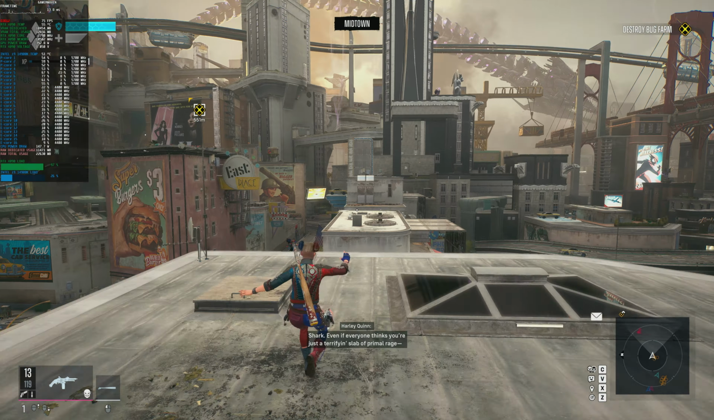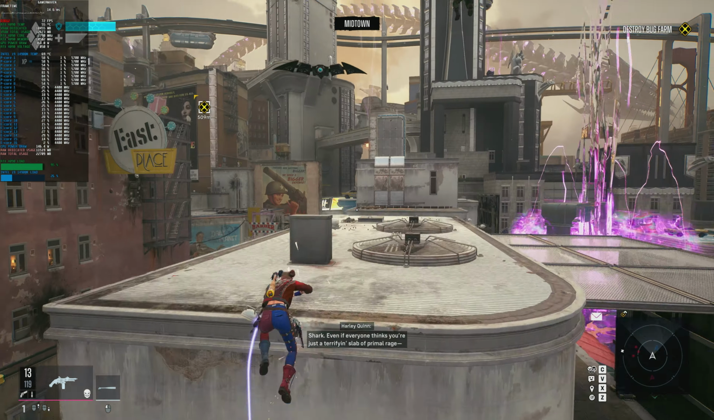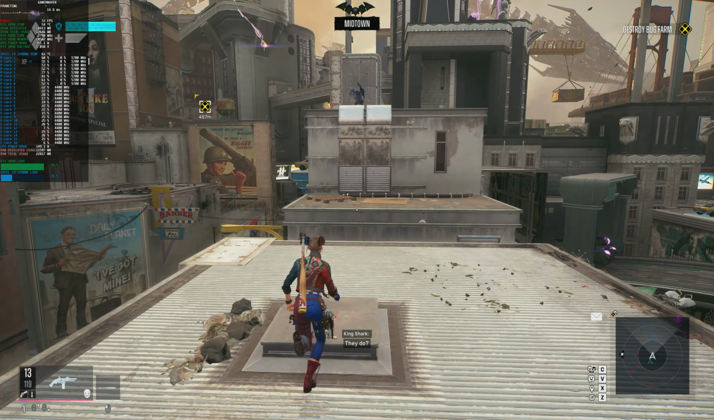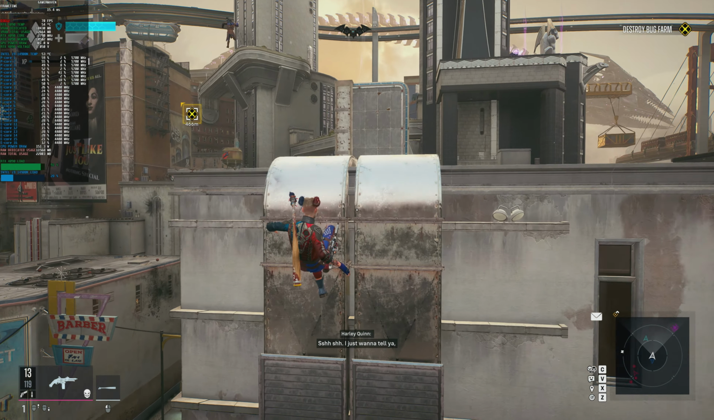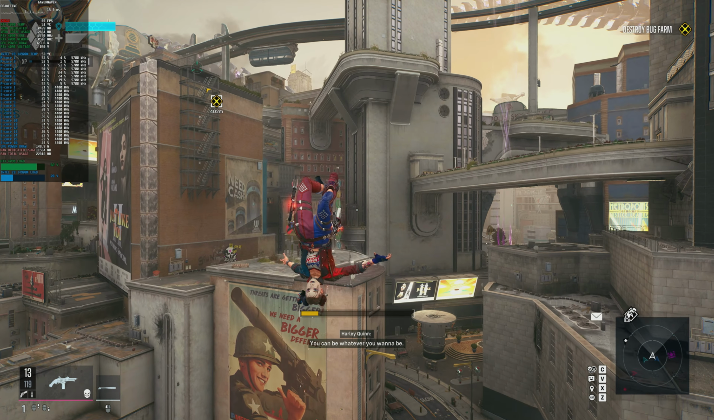Today we will take an in-depth look at the graphical settings inside the newly released Suicide Squad: Kill the Justice League game. We will discuss how much each setting impacts the average frame rate and the stability of the game, that being the 1% low frame rate.